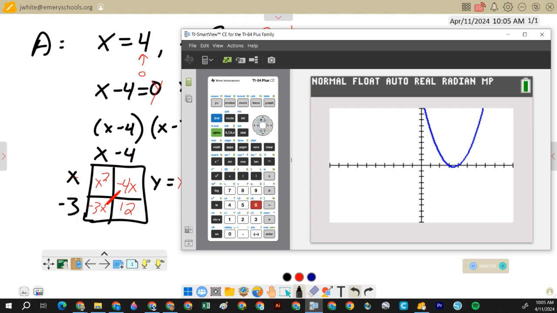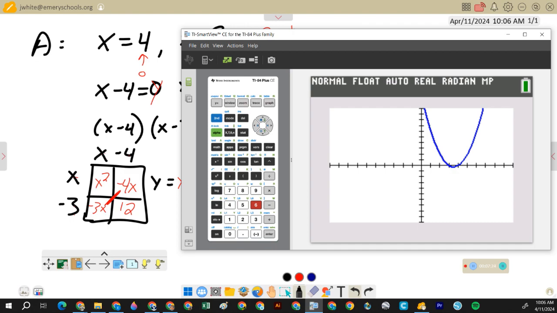That shape is called a parabola. The graph of all x squared equations is a parabola. Now remember, a couple days ago, we did degree and leading coefficient. Degree is the highest exponent. If the highest exponent is a 2, then your graph is a parabola.